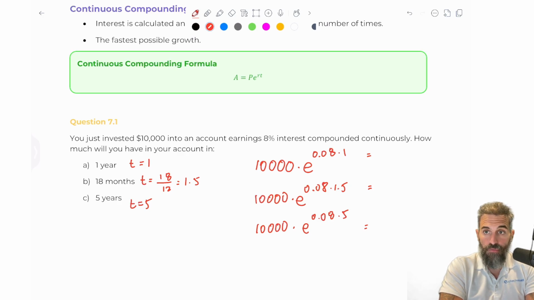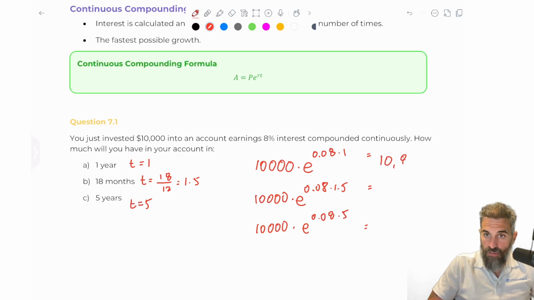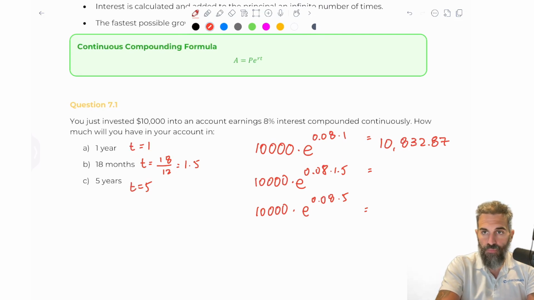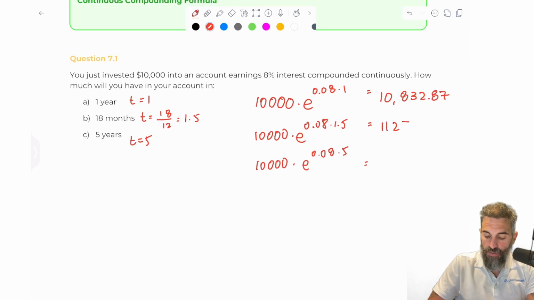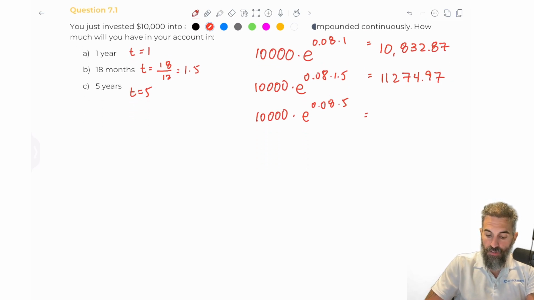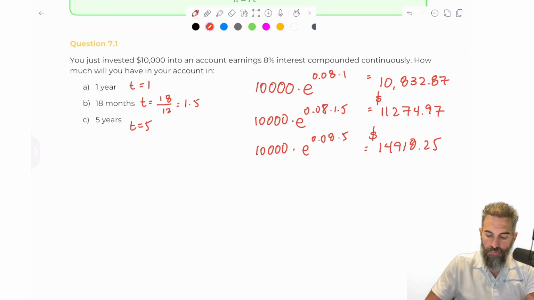I didn't say it was hard, right? So 10,832.87. That's the first one. If I multiply by 1.5, 11,274.97. If I multiply by 5, $14,918.97. $2.25. All right. So that is how you use that formula.